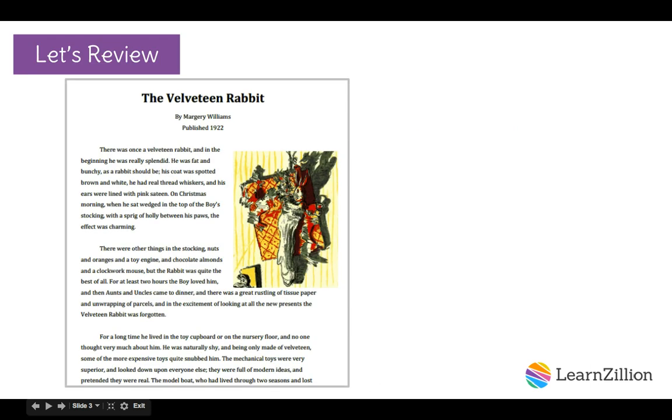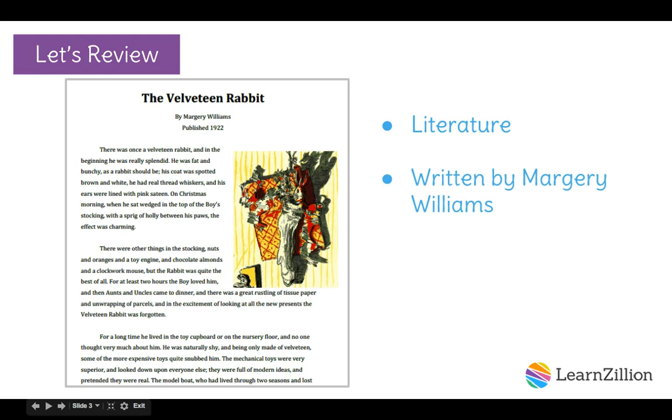This is a classic work of children's literature called The Velveteen Rabbit. It was written by a woman named Marjorie Williams and originally published in 1922. This is a story about the secret lives of toys.